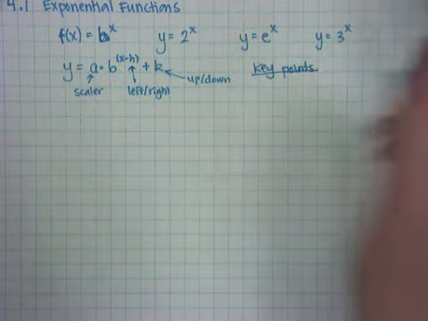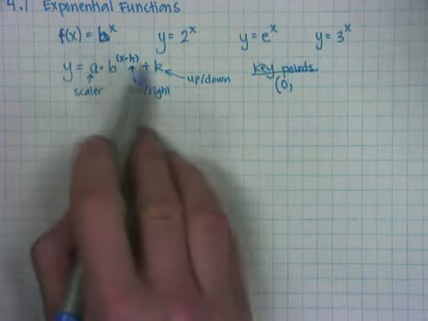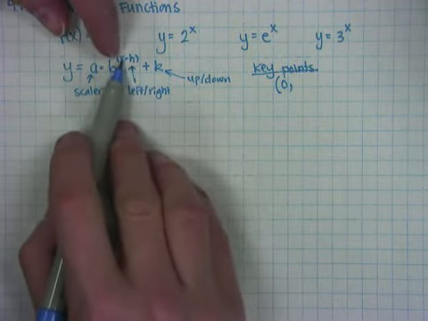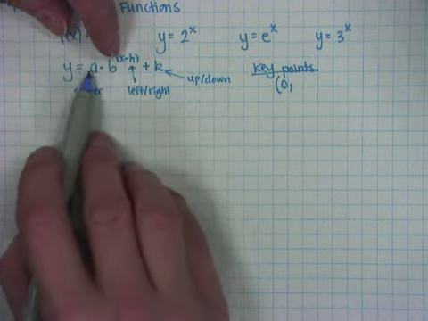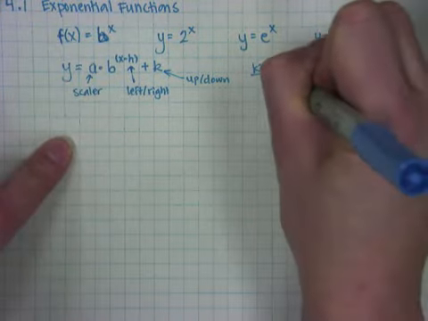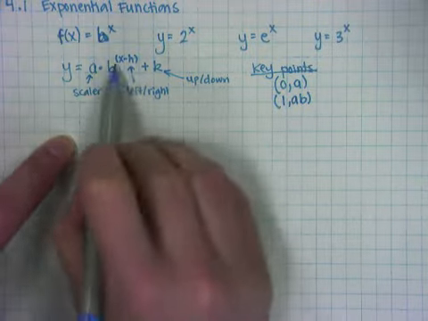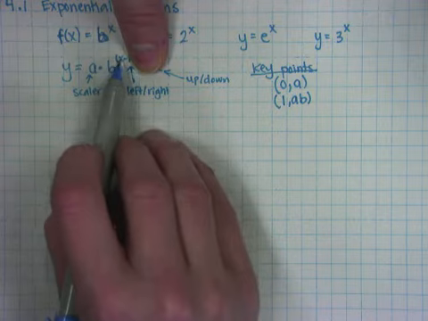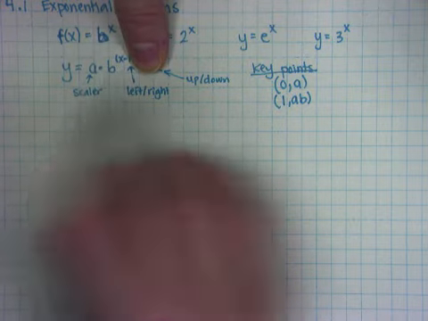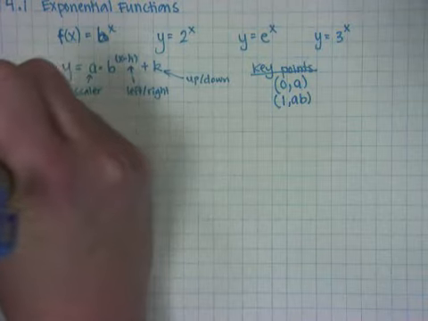And we've got some key points on these graphs. Our key points are going to be, if I plug in 0, and there's no h and k here, anything to the 0 power is 1, and so that's just going to leave you with a, so the point (0, a). And (1, ab), because if I plug in 1 with no h and k, then I would have b to the first, and b to the first is b, times a is the point (1, ab).